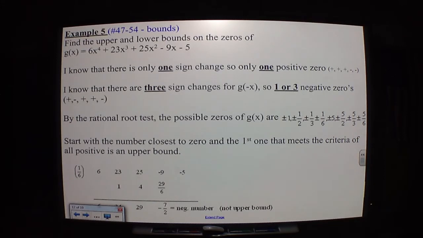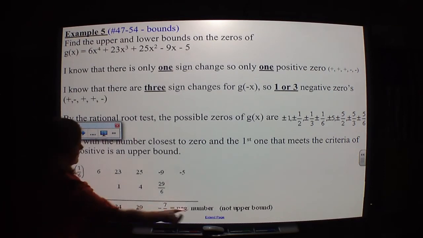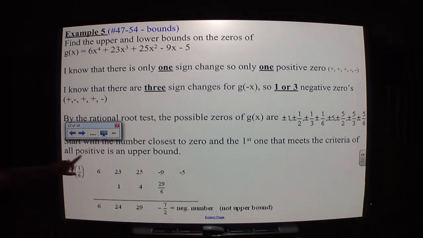So by the rational root test, we can take the factors of negative 5 and divide them by the positive factors of 6, and we have our possible zeros. Then let's figure out if something's a bound or not. I'm going to start with the positive numbers. If I start with 1/6 and do synthetic division, remember that all these have to be positive numbers. So you can start doing synthetic division.